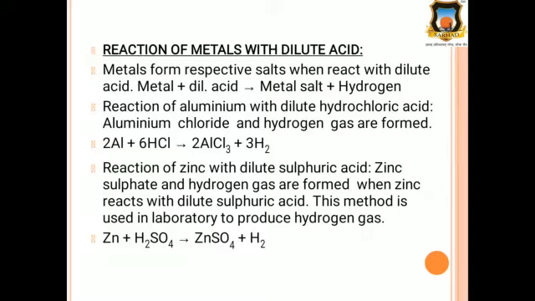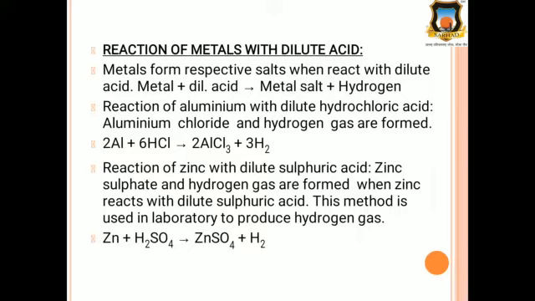Next one is reaction of metals with dilute acid. This reaction we have shown in lesson 2 also. Acid, base, salt में भी हमने देखा है. Metal plus acid, it forms your metal salt and hydrogen gas is again liberated. Here I have given you the example of aluminium. Aluminium plus HCl, it forms aluminium chloride plus hydrogen gas is liberated.